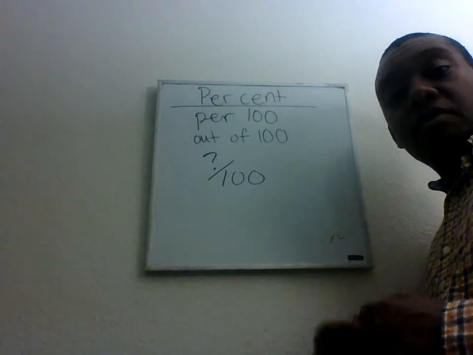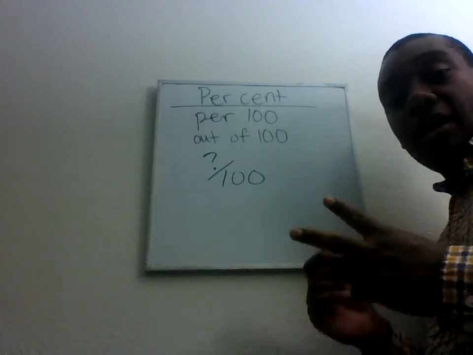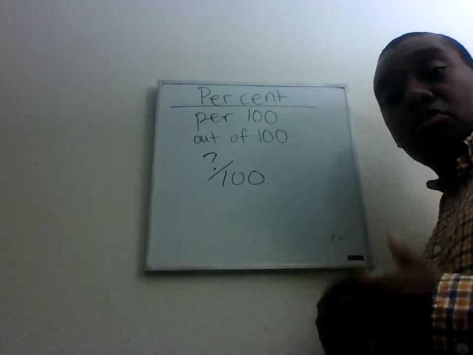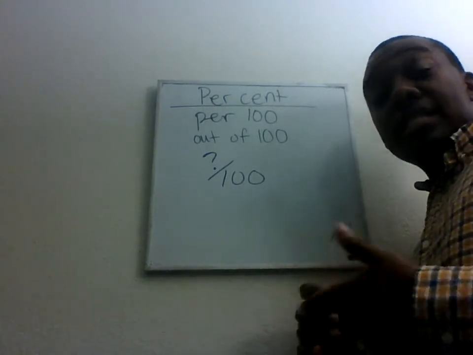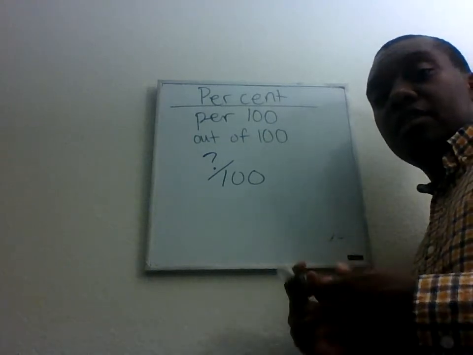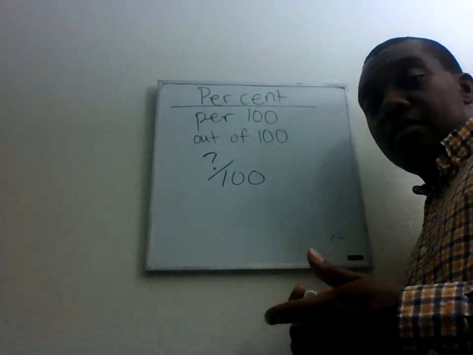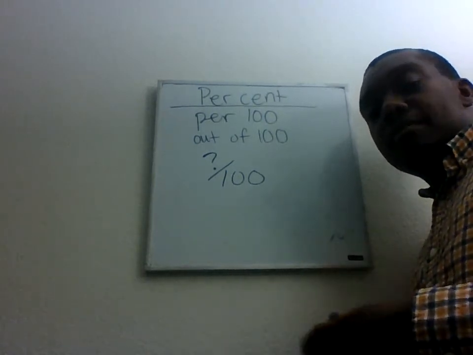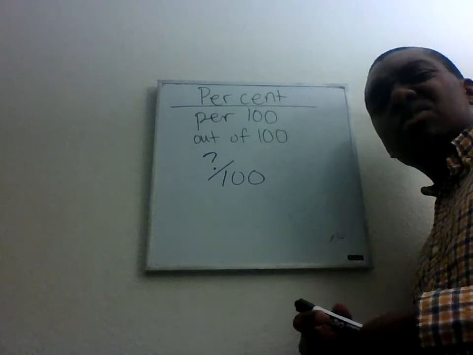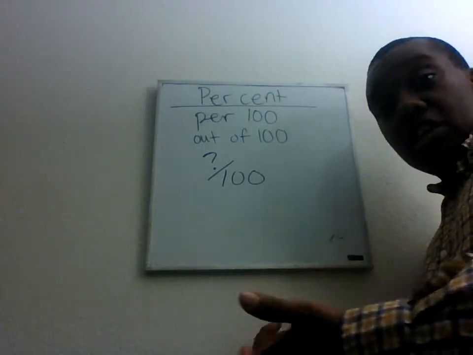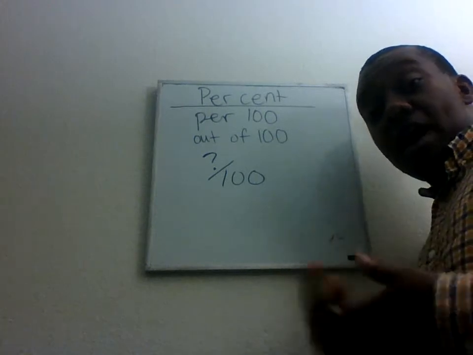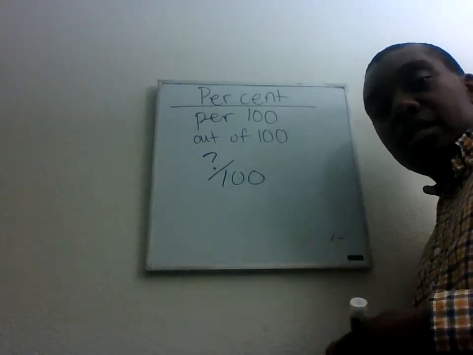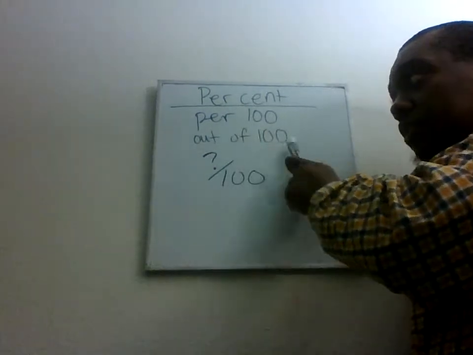Percent comes from two words, per, meaning for each or out of, and cent, which is generally used to represent groups of 100. Like centimeter, a 100th of a meter; century, 100 years; centipede, they have 100 legs. I don't know who even counted that, it's kind of gross. But anyway, cent, 100, per, for each, out of. So out of 100, or per 100, for every 100. That's what a percent is. Per 100, out of 100.